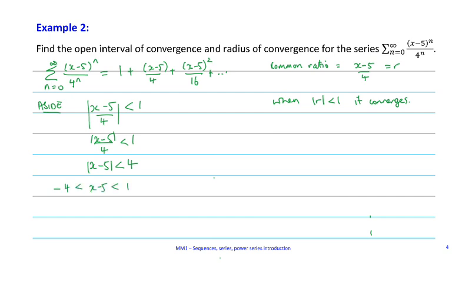Which means our interval of convergence, we're going to add 5 to each side: 1 is less than x, which is less than 9. That's our interval of convergence, or open interval of convergence.